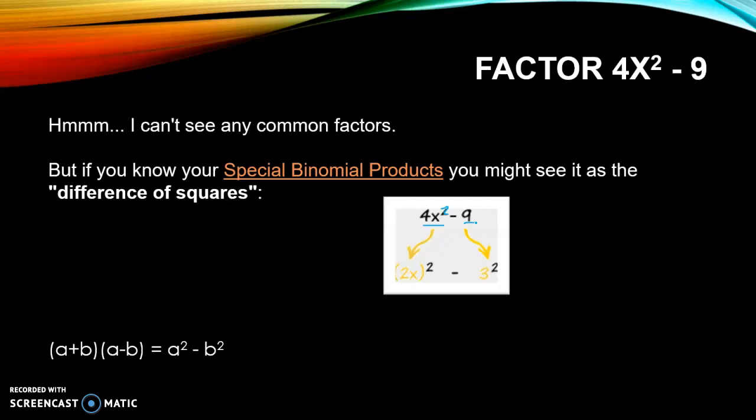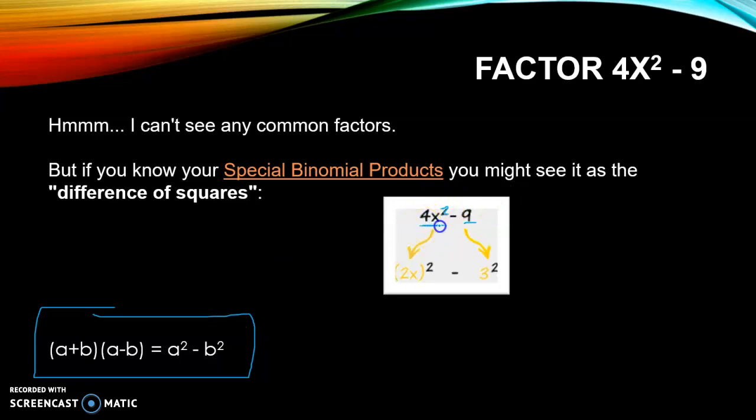So I don't see any common factors, but there are some special tricks that can help us know how to factor some of these special binomials and special polynomials. And I'll be giving you a handout with all of those. But this one follows a special rule called the difference of squares. This is our difference of squares formula: a plus b times a minus b equals a squared minus b squared.